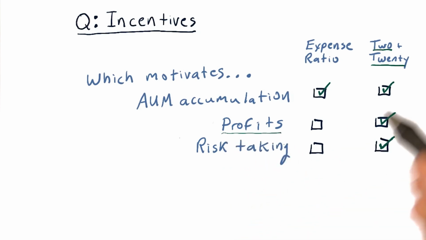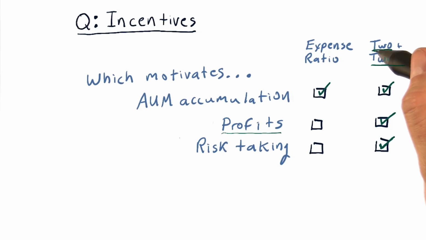Also, because they're always going to get this 2%, even if they take huge risks and don't make a profit, they're always going to get that 2%. So they're incentivized to take a risk because A, there's not too much of a penalty, and B, if they take a risk and make profits, then they'll be compensated more.